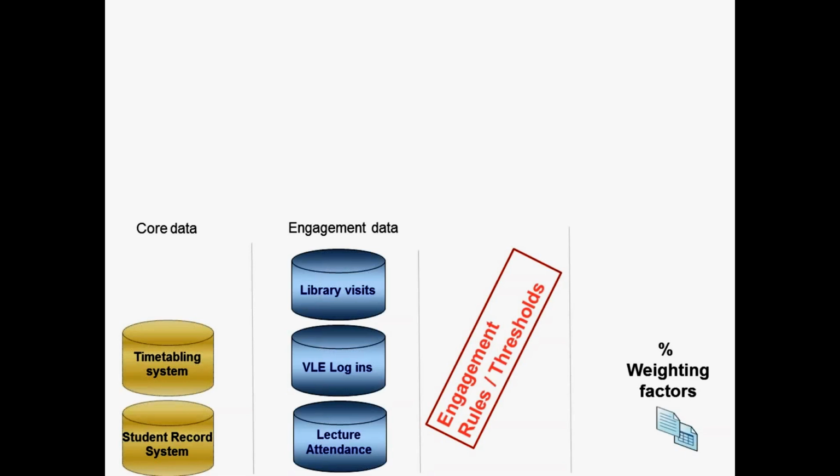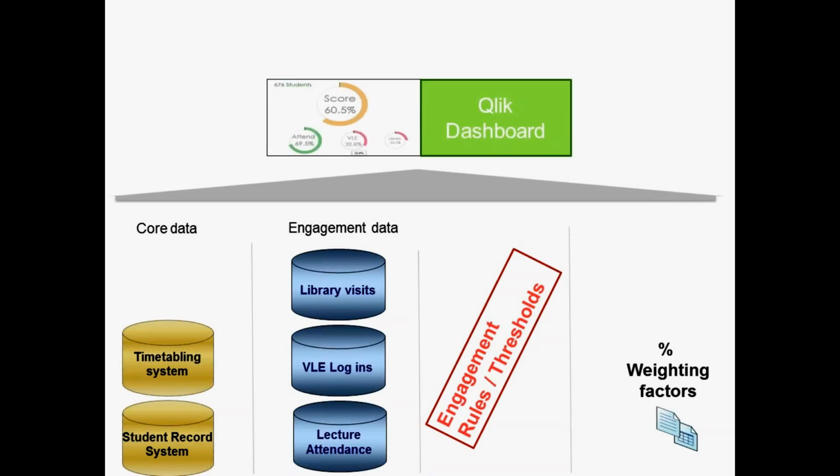The next thing we need is weighting data. So how important is lecture attendance, let's say, versus BME versus library attendance? Which one carries more weight? Or it may be that a student on a chemistry course, for example, is required to attend more lectures than a student on an English literature course. So there are weighting factors that need to be applied there.